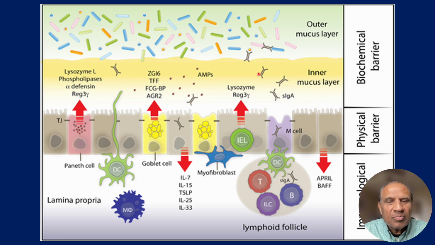The other part of the biochemical barrier is the mucus. The mucus layer in the intestine is made up of 2 parts. One is the inner mucus layer, which is a thick mucus layer, and the outer mucus layer is a thin mucus layer. Mucus is secreted by these yellow cells, which we call goblet cells, in the intestinal lining.